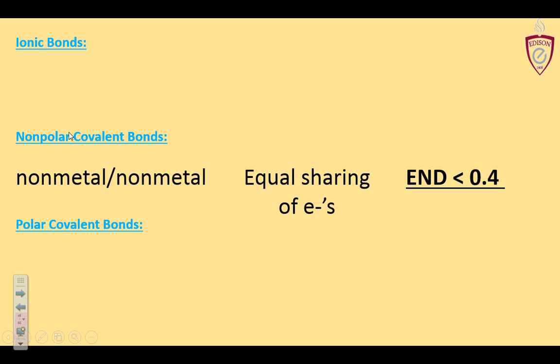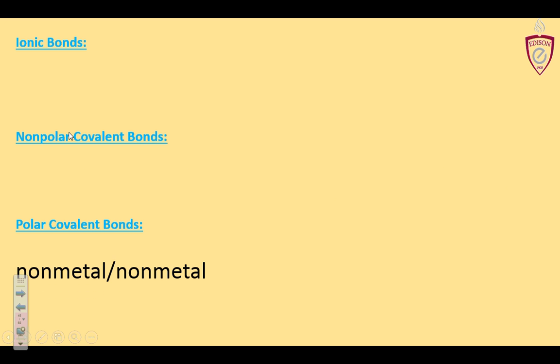Small difference. Super small. And then polar covalent bonds, again, are going to be two nonmetals, because it's a covalent bond. But now I'm going to have an unequal sharing of electrons.